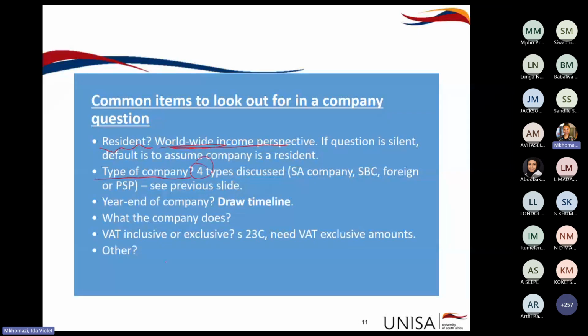And here I'm referring to those 4 types that you have seen in the previous slide, so I will not get into that. The third one is the year end of a company. So here we are referring to the year of assessment of a company, and I say that you must draw a timeline. You need to write the timeline because when you know what's the year of assessment of a company, you will know which transactions will fall in that year of assessment that you're looking at.